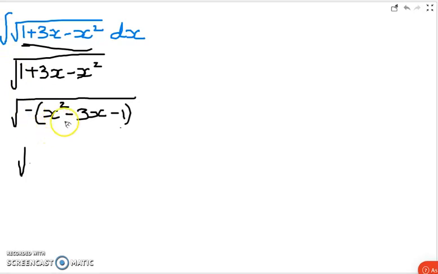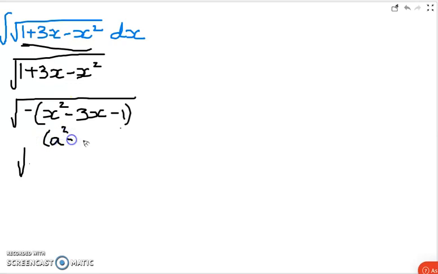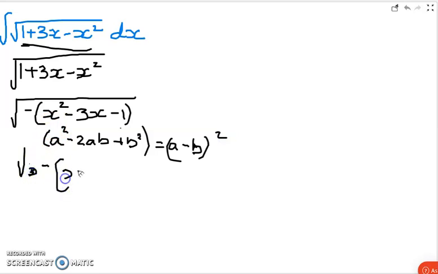Okay, now let's make this a minus b whole square. This is a square minus 2ab plus b square, which will be equal to a minus b whole square. So this is a square, minus 2ab. The a value is x, and what should the b value be? In order to make 3x, b is 3 by 2. Yes, see, the 2 gets cancelled here and we'll get 3x.